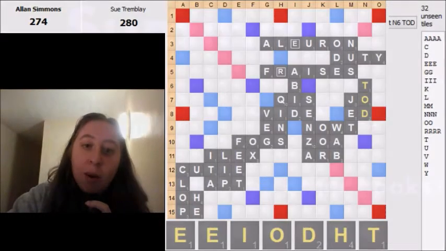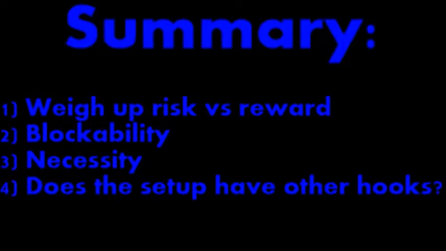So in summary, we've got point number 1, the weigh up of the risk and the reward of your setup play. Is it worth playing your setup play? And are you going to get much back from it? So the idea behind it is your setup plays normally are going to get you more points than any other option available to you. So is it worth making the setup to sacrifice points in order to get those additional points? Not grammar today.